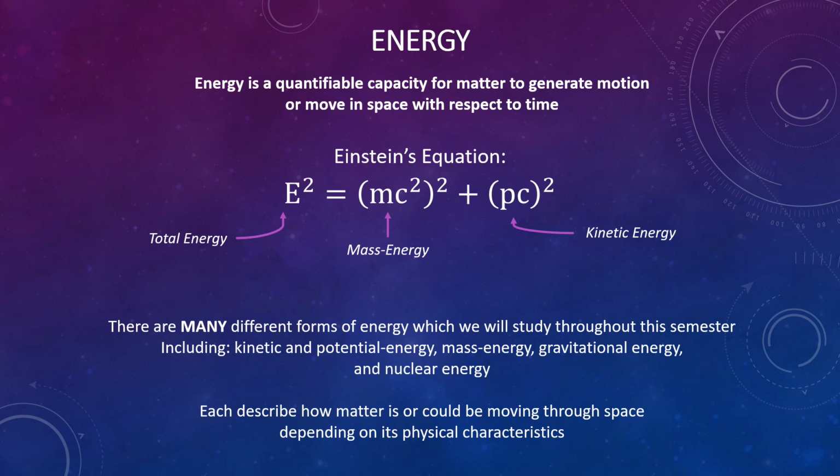So we've all heard of Einstein's famous equation, E equals mc squared. We see a little bit more complex version before us, which states that energy squared is equal to, in parentheses, mc squared, that whole thing squared, plus this last term, pc squared. And so we have labeled each one of these: the total energy of a system is equal to the mass energy plus the kinetic energy.